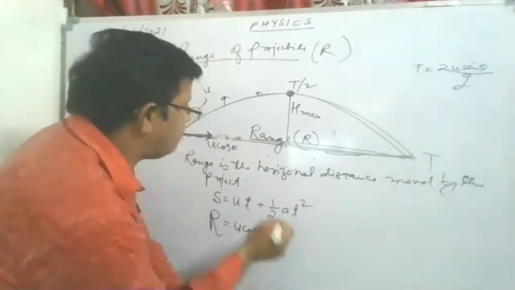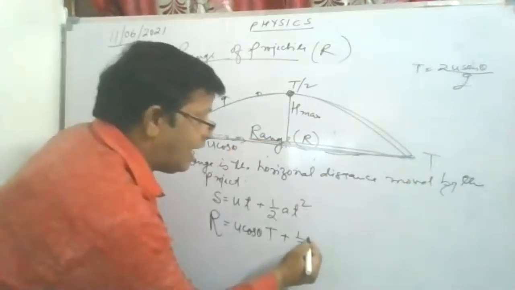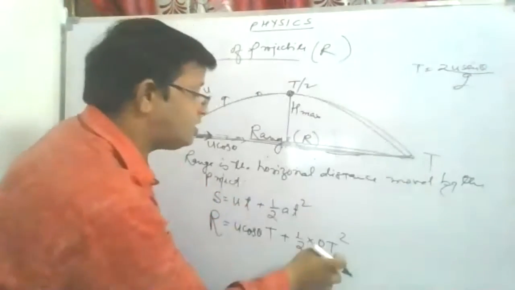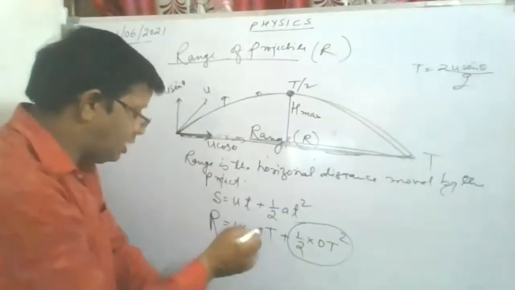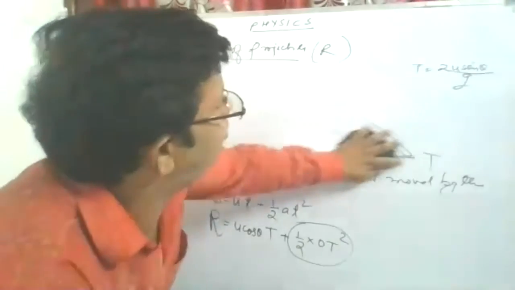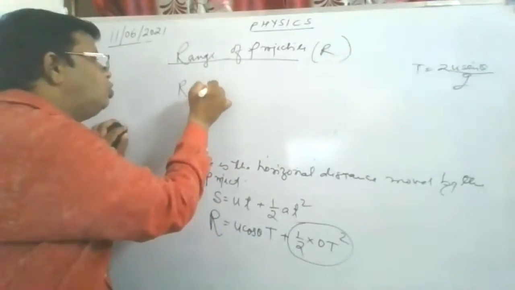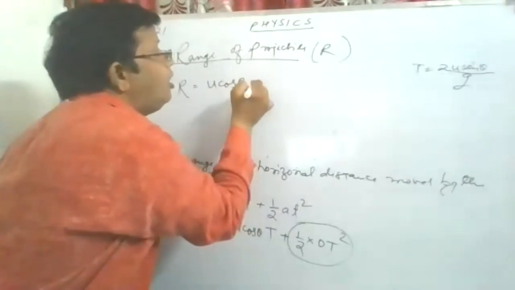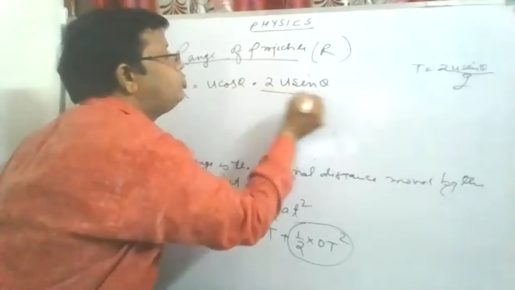Plus now, better tell me, is there any acceleration? In horizontal direction acceleration is 0, although the time from here to here is t, so 0 into something will be 0. In place of t what you will write? Range is equal to u cos theta into t. Better, t we have already derived: 2u sin theta upon g.